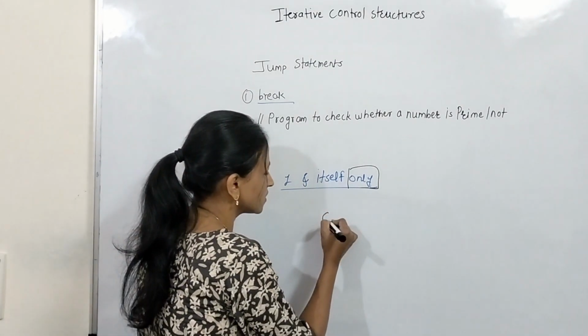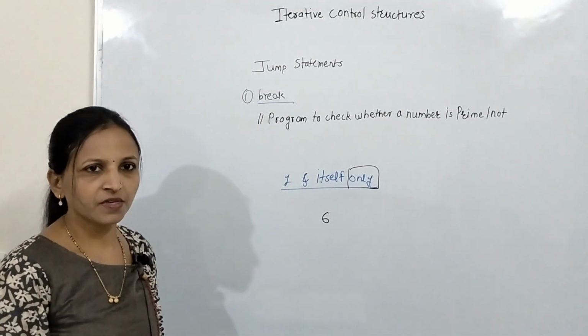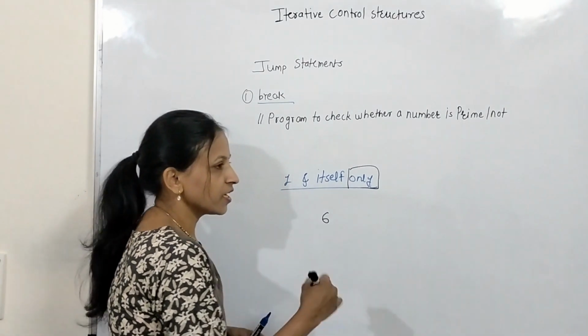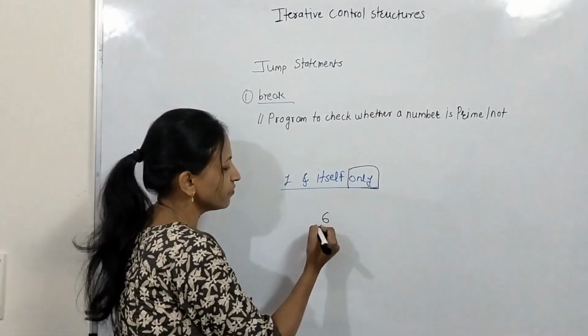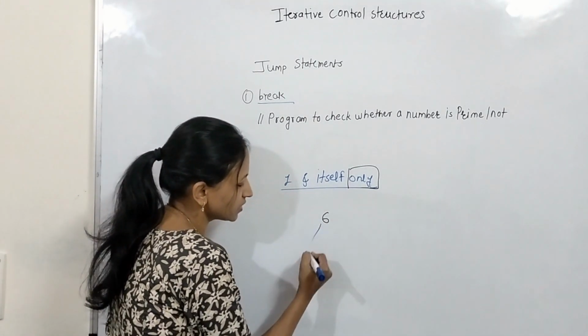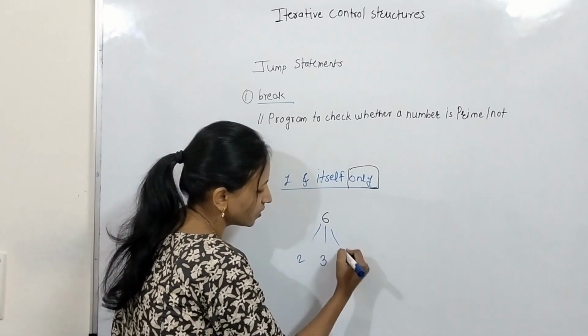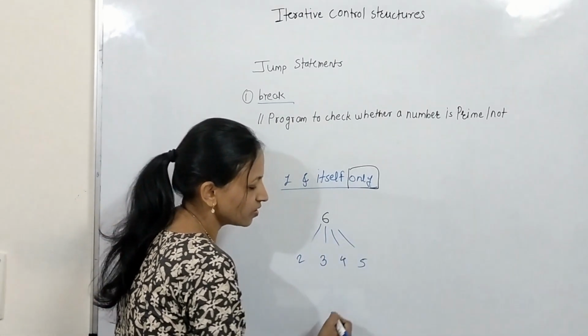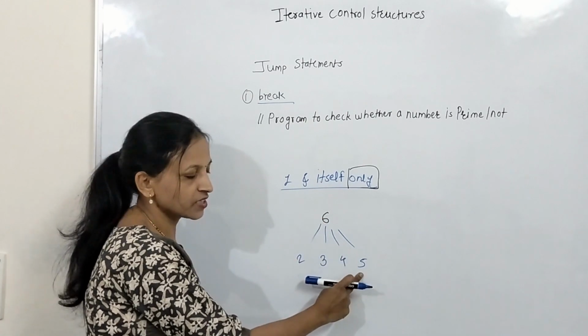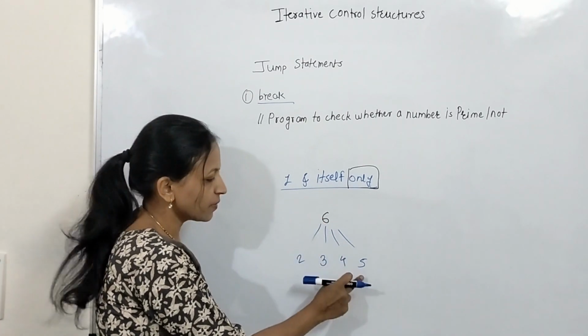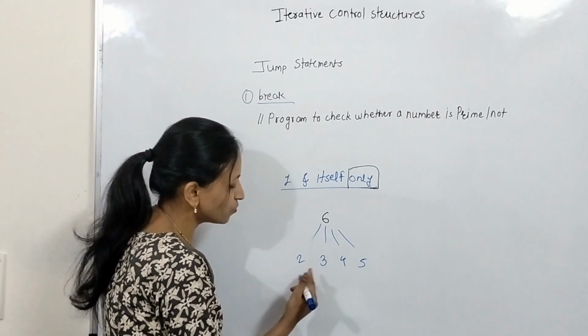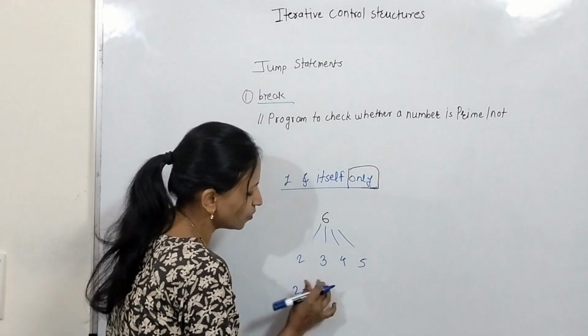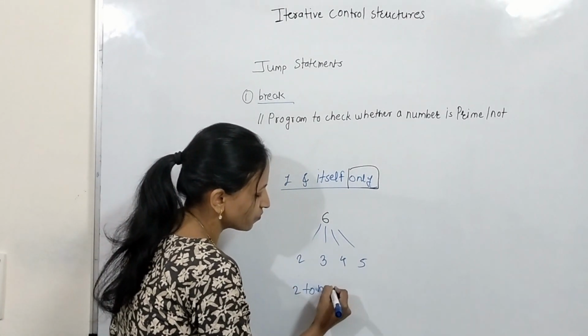Let it be 6. 6 is not a prime number. We repeat the same process: we will check whether 6 is divisible by 2, by 3, by 4, by 5, means 2 to n minus 1. This n is 6, n minus 1 is 5. That's why we have to repeat the task from 2 to n minus 1.